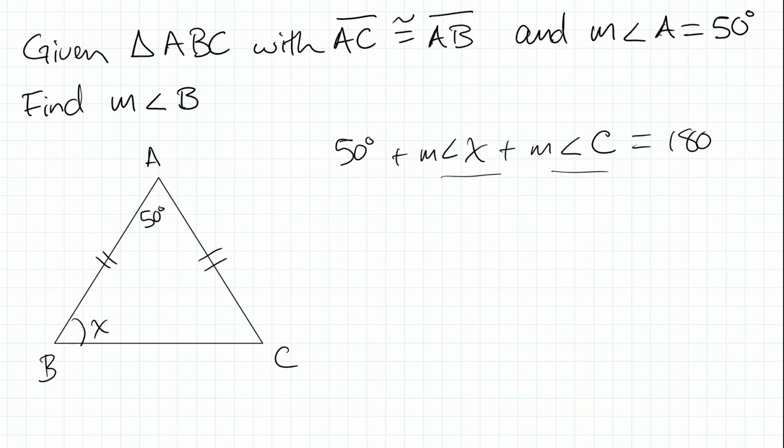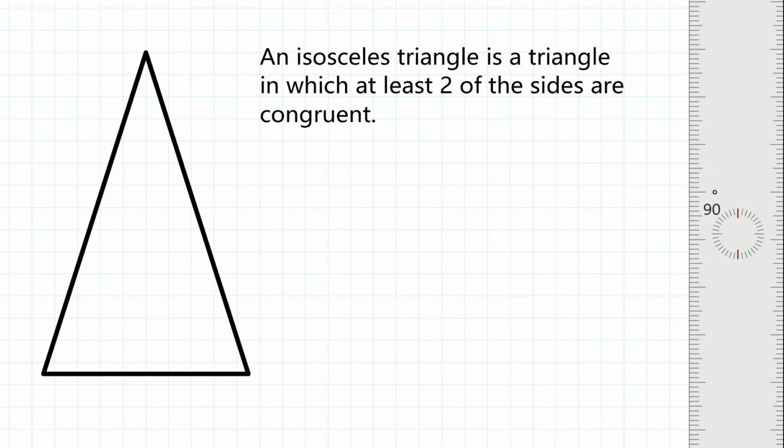Well, this triangle is special. It's because I'm told that two of the sides are congruent. This is called an isosceles triangle. And it turns out if we have an isosceles triangle, there's a theorem that applies to it. So I want to tell you that theorem, and then I want to briefly convince you that it's true. So an isosceles triangle is a triangle in which at least two of the sides are congruent. So just visually, it appears that these two sides are congruent. So I'm going to mark these sides congruent.